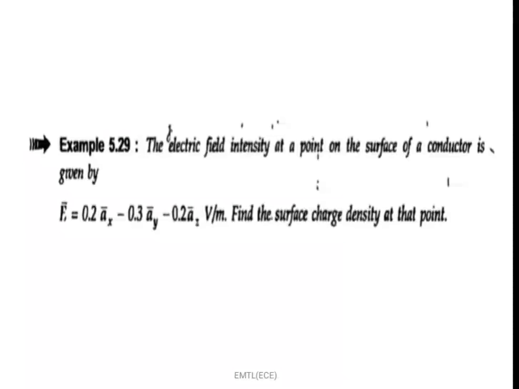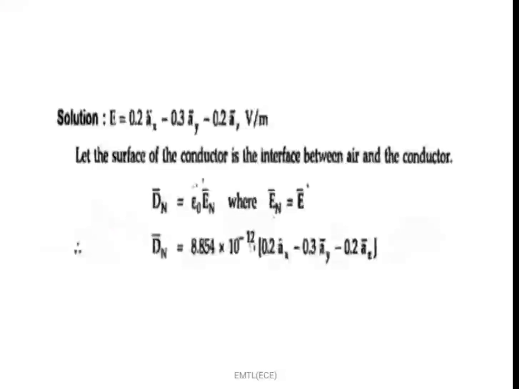Here the given conductor electric field intensity equation is E bar. So we have to find the surface charge density, that is rho s at that point. So by the given E value, we have to find the value of rho s. This problem is solved by applying boundary conditions between the conductor and the air.